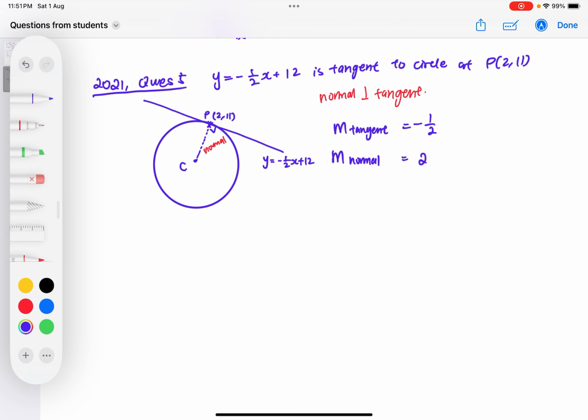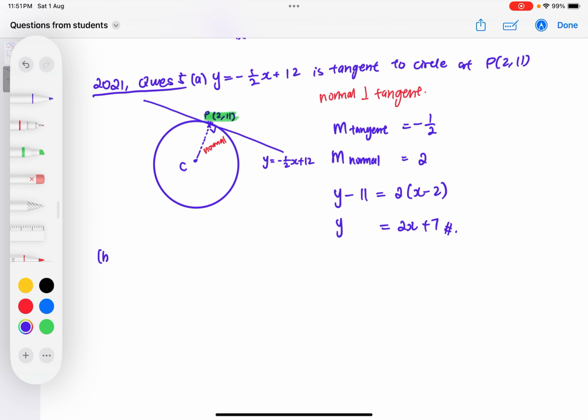And then given that it passes through P (2, 11), you're going to sub that in. y minus y1 equals m(x minus x1). So you're going to get y equals 2x plus 7. So that's the answer for part A.